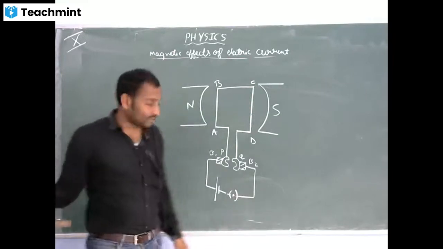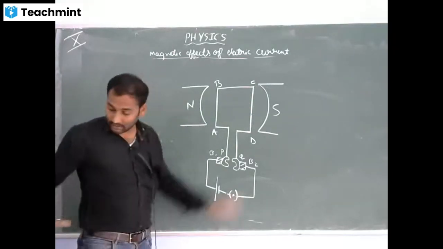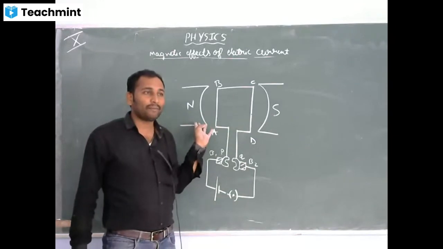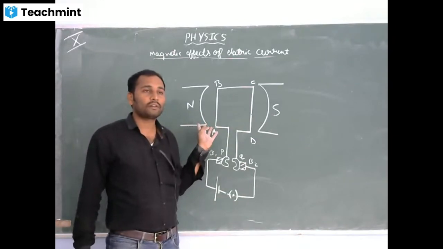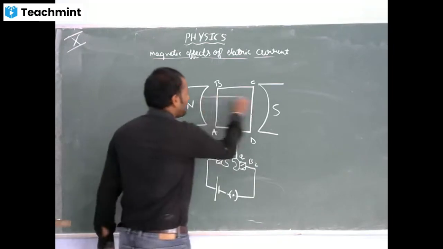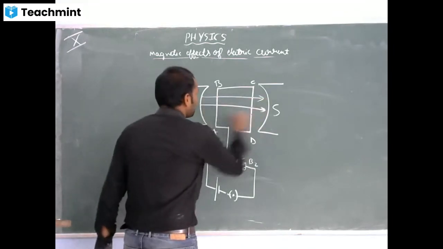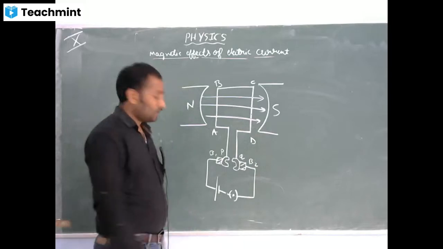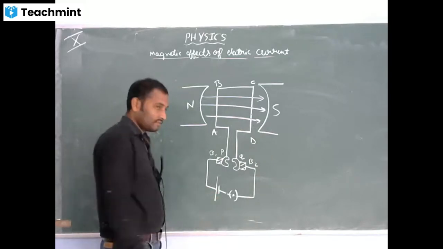Still 45 minutes are there. Let me explain how it works. Outside the bar magnet, the magnetic field lines travel from north to south. So here the direction of magnetic field lines is from north to south, right? So current, this is positive.